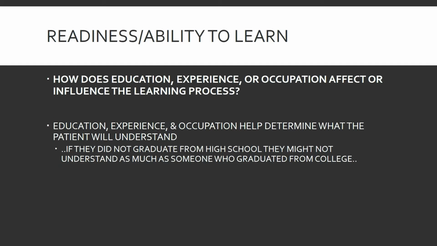You also need to assess their readiness and their ability to learn. There's a lot of different things that go in with this. The first thing is, how does the education, experience, or occupation affect or influence the learning process? Depending on what their education, experience, and occupation are, that's going to determine what they're going to understand. If you have someone with a 7th grade education versus somebody with a college degree, obviously they're going to understand things a different way.